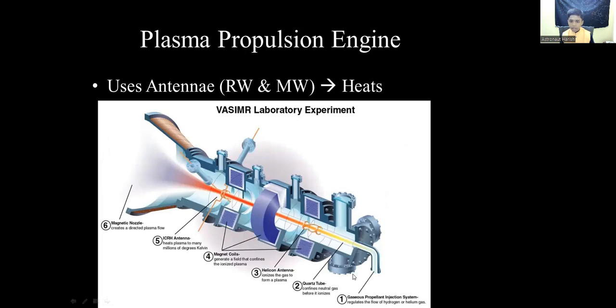Plasma propulsion engine. These types of engines use an antenna which provides radio waves and microwaves which heat the gas. Gas is sent through a quartz tube to confine it before it ionizes. Then an antenna is used to ionize the gas to form a plasma. Then magnetic coils are used to confine the ionized plasma. Then an ICRH antenna heats the plasma to many millions of degrees Kelvin. And a magnetic nozzle is used to create a directed plasma flow.